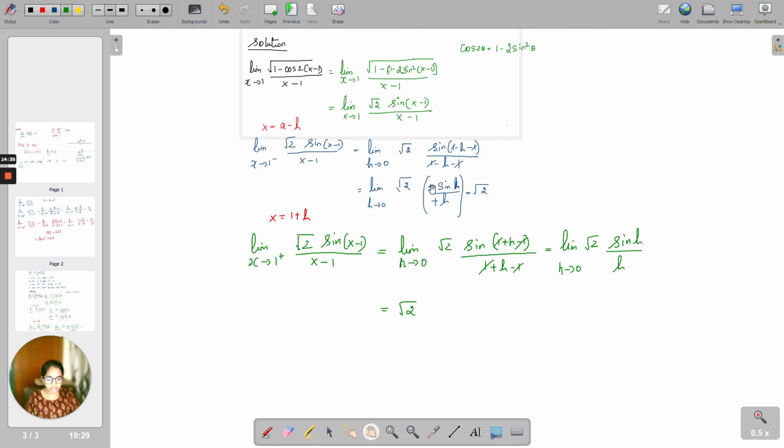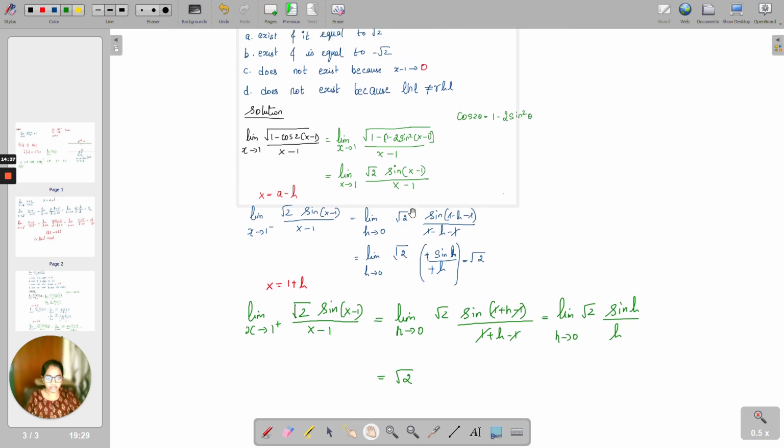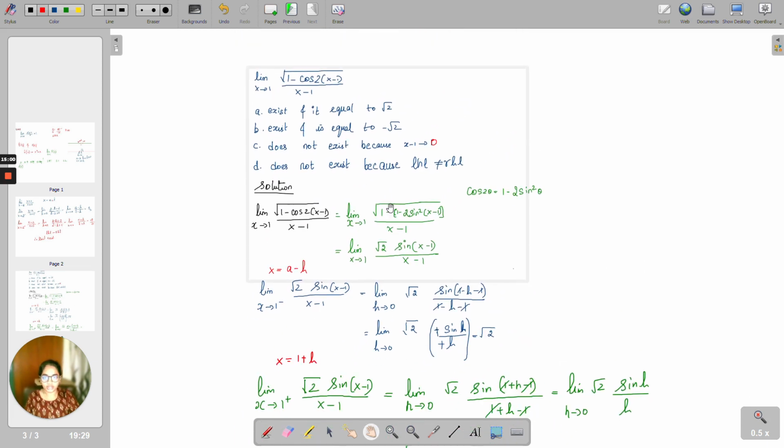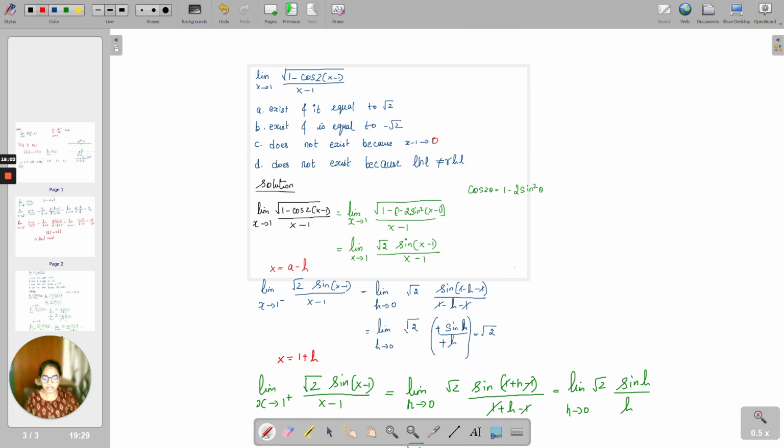So now let us check the options that we had. So here LHL is what? Root 2. What is RHL? Root 2. So LHL equals RHL. What can we tell? We can say that the limit exists. Yes, limit exists. Okay. So yes, the correct answer is option A.